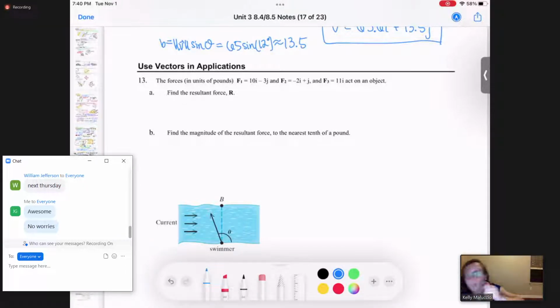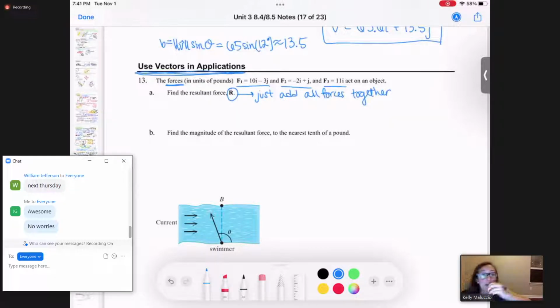So number 13, the forces. There are two more types of questions that we're going to look at. We'll look at one tonight and one on Thursday, but use vectors and applications. One of them is the bearing, which we'll do next time, but this one is forces. The forces in units of pounds: F1 is 10i minus 3j, F2 is negative 2i plus j, and F3 is 11i. They act on an object. If we want to find the resultant force, which we're calling R, this just means we add all forces together.